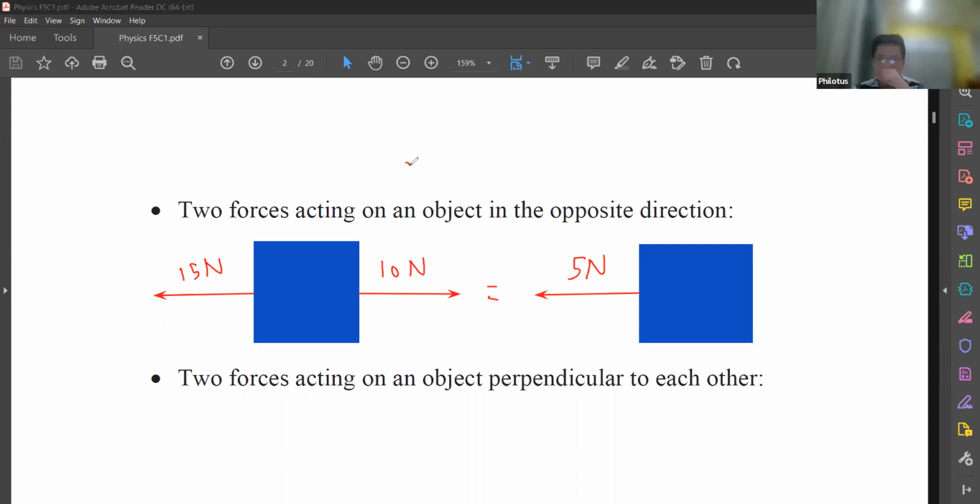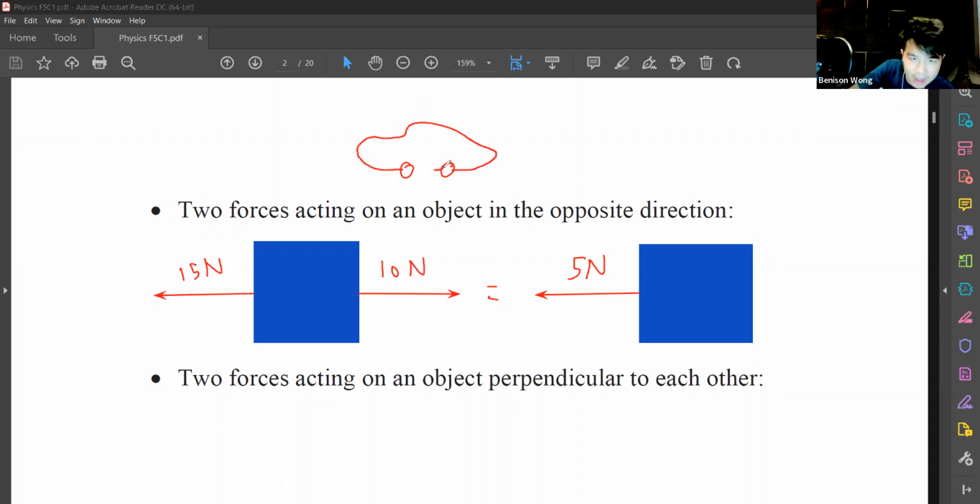Let's say you have a car. Just excuse my ugly car. Okay, this is a car. Let's say the car moves at a constant velocity. The car is not accelerating at all. It means that the resultant force acting on this car is 0.